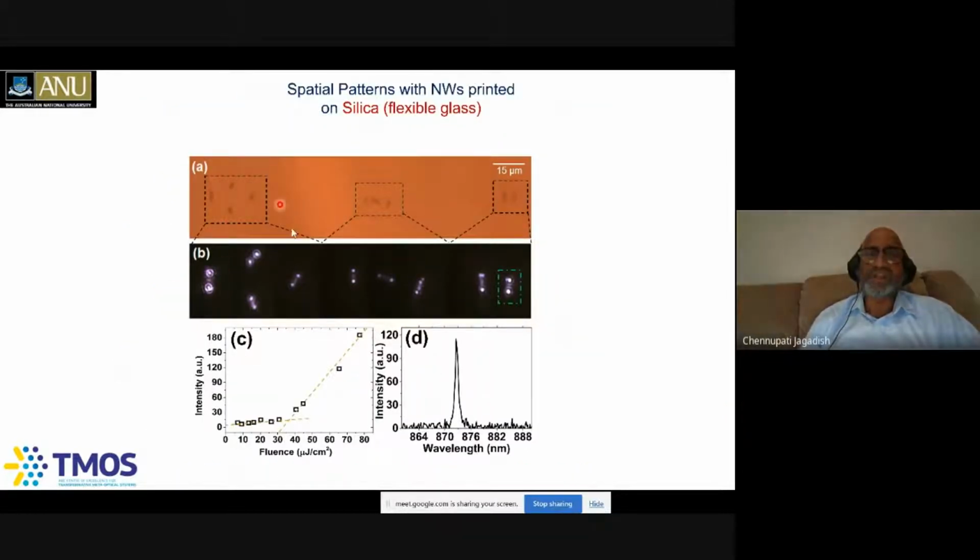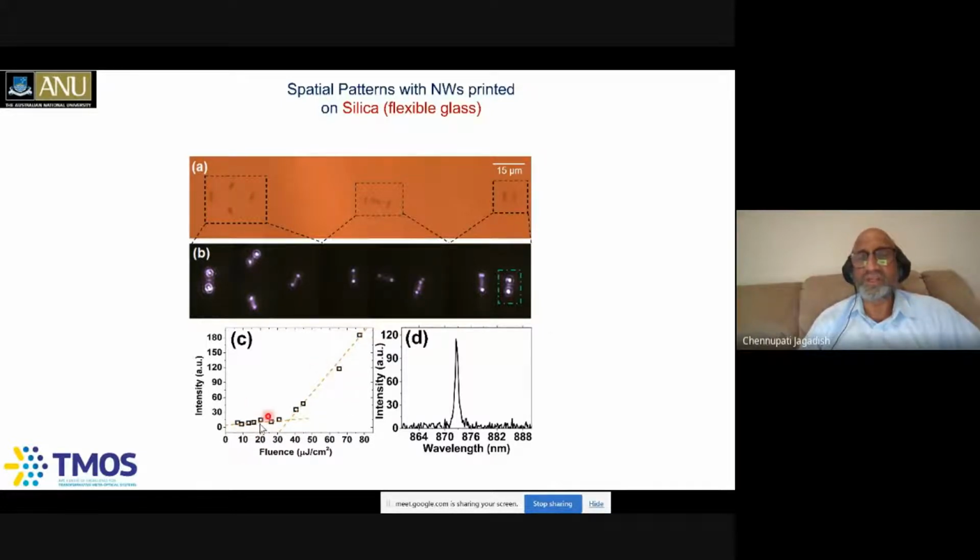Here is a case where they transferred these nanowires onto flexible glass substrates, because we want to use them for sensors and flexible optoelectronics applications. You can see the optical image of 4 nanowires, 3 nanowires and 2 nanowires here. They pump them with a laser and look at the light coming out. You can see the light coming from both ends of the nanowire, and essentially the nanowire is acting like a Fabry-Perot cavity. You can see the output versus input characteristics and a threshold-like behavior. The stimulated emission and lasing is taking place here.